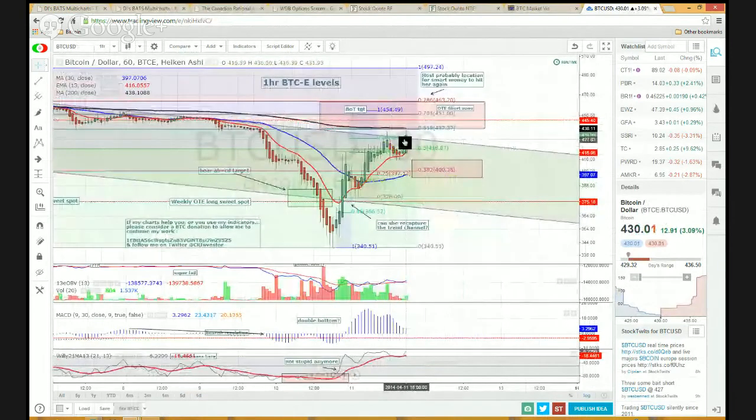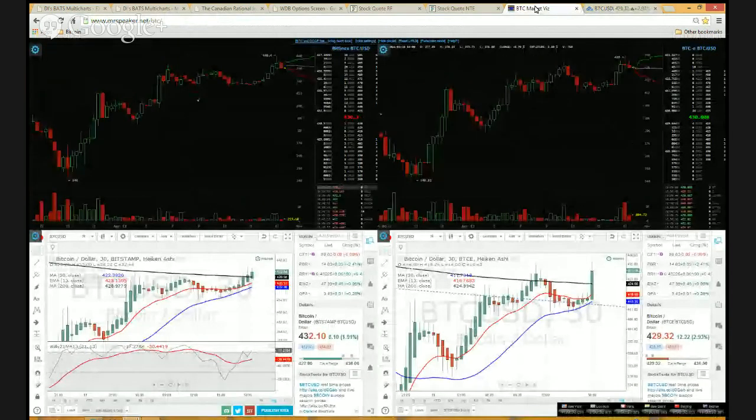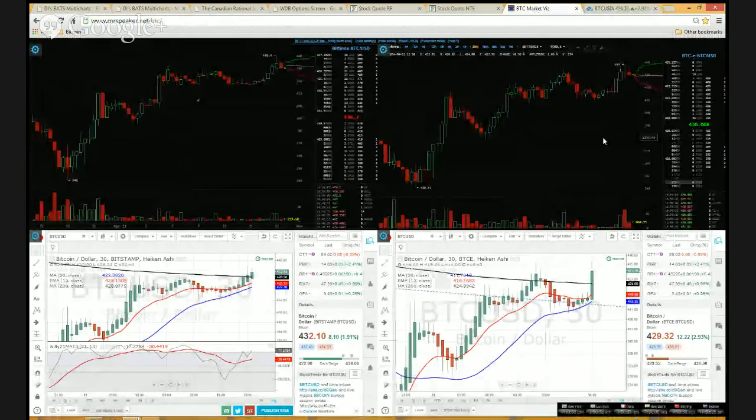Look at that, we just took out those highs. Son of a gun. So on BTCE, the 61.8 is 437.37. Here we are, 436.50 is our high. Stamps really broken out here too.